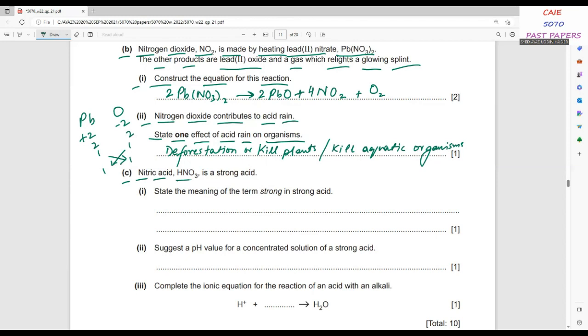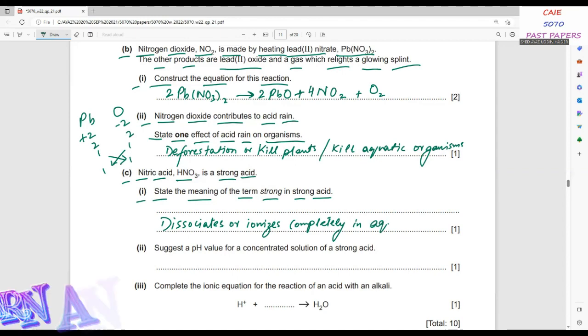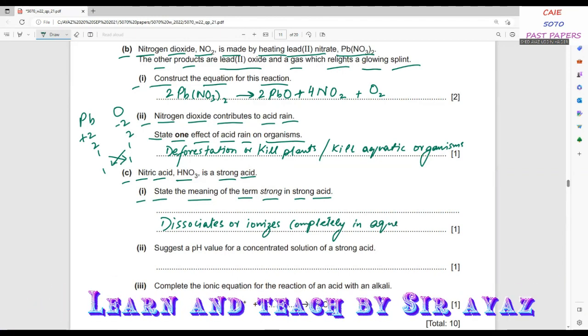C. Nitric acid HNO3 is a strong acid. Number 1, state the meaning of the term strong in strong acid. Strong means dissociates, breaks up, or ionizes completely in solution. You can even just write solution. No need to write aqueous.